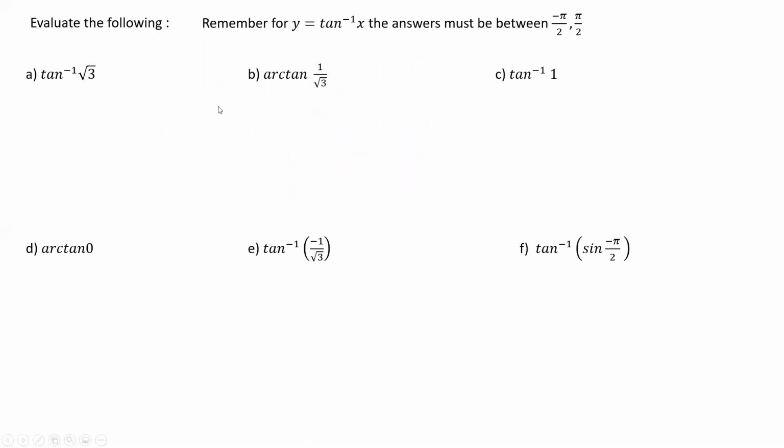Again, this is a great time to try this on your own. You're finding the angles that have a tangent of the given value, and your answers must be between minus pi over 2 and pi over 2. Put me on pause, try them yourself, and then we'll check.